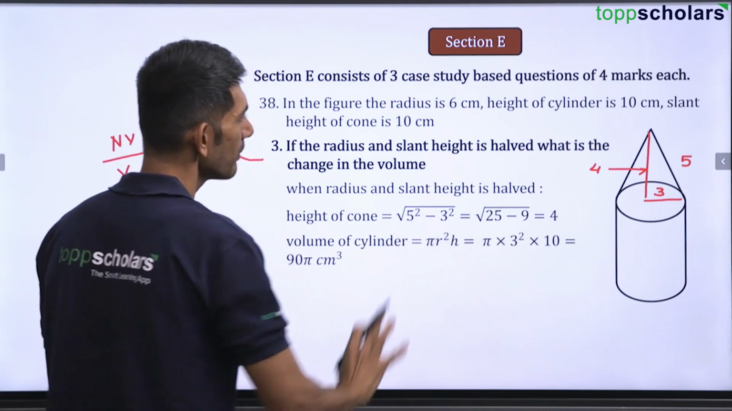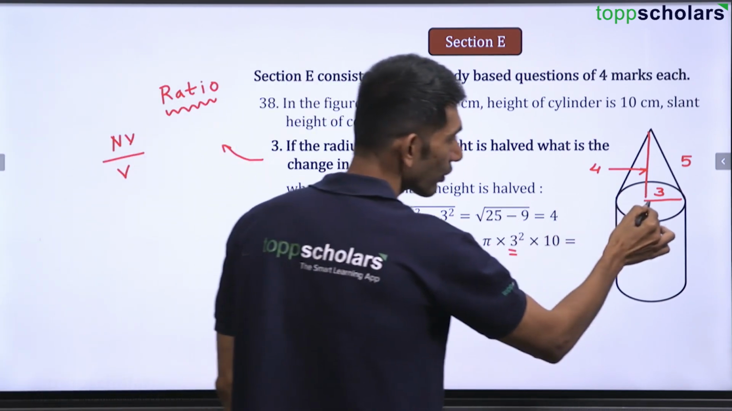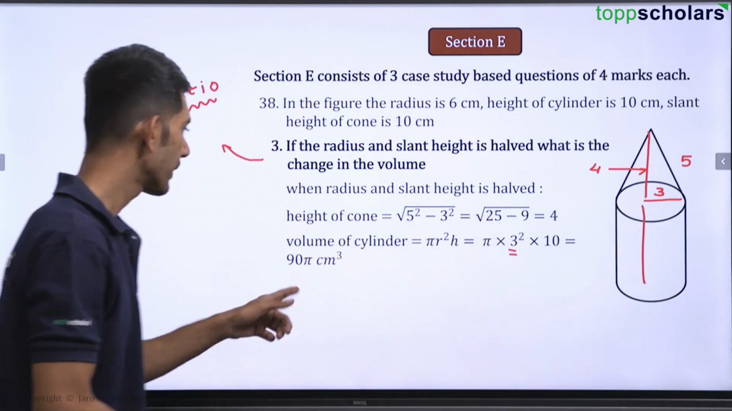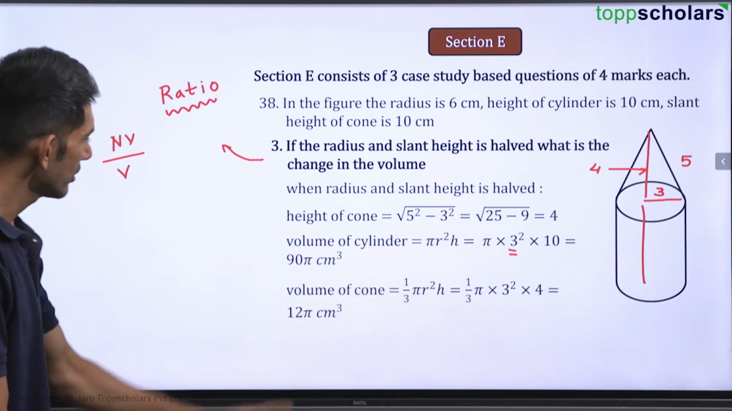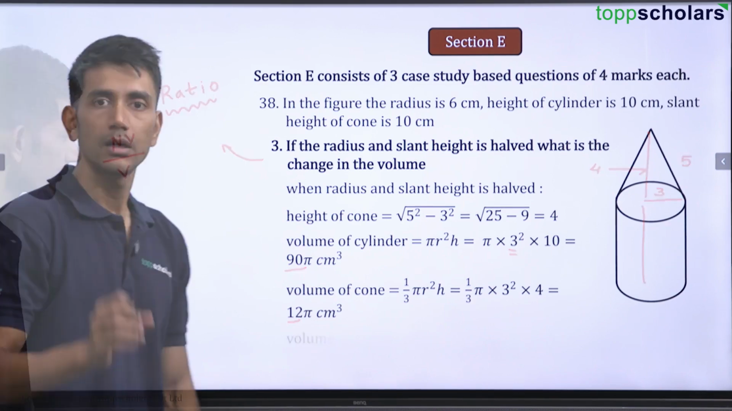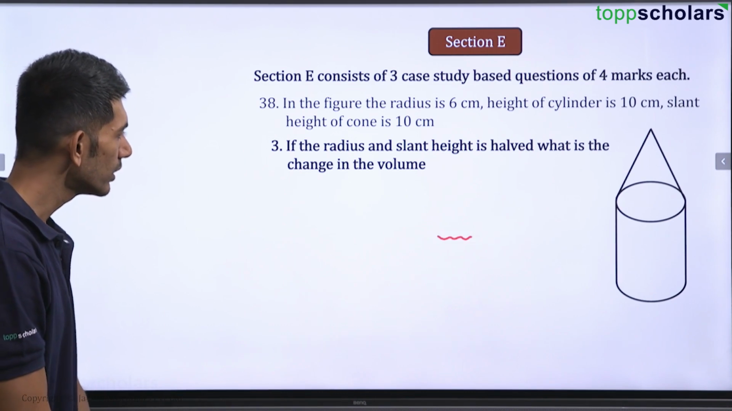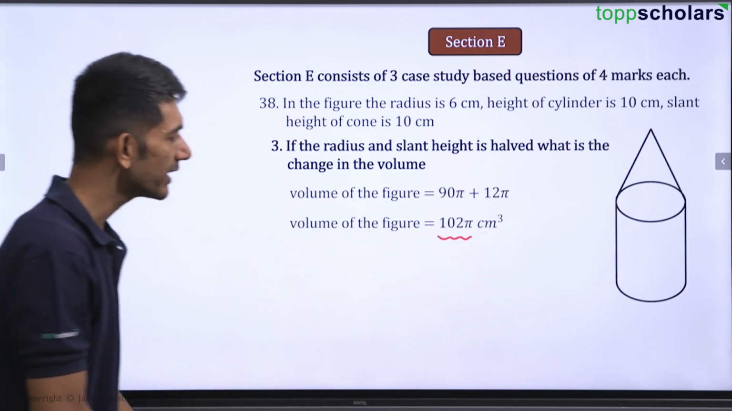Now volume of the cylinder will be pi r square h. Again, r will be 3. See, for cylinder r will be 3. H will not change, height will be the same. Correct? Volume of the cone will be 1 by 3 pi r square h. Solve it. So 90 plus 12 is 92 pi. Now you can easily find out the total volume. That is volume of cylinder plus volume of cone, that is 90 pi plus 12 pi, and that is 102 pi centimeter cube.